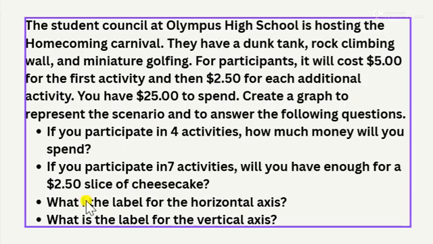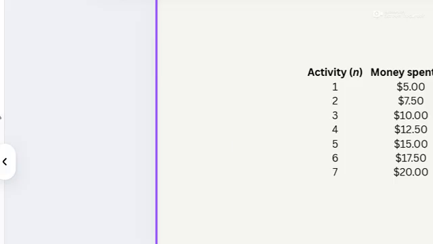So first you need to create a table, and on the left side you're going to have the activity, which is n, so like 1, 2, 3, 4, 5, 6, 7. And on the right hand side you'll have money spent, and it will be like $5, and then it will go up by $2.50 every activity after that. And here's what your table will look like.